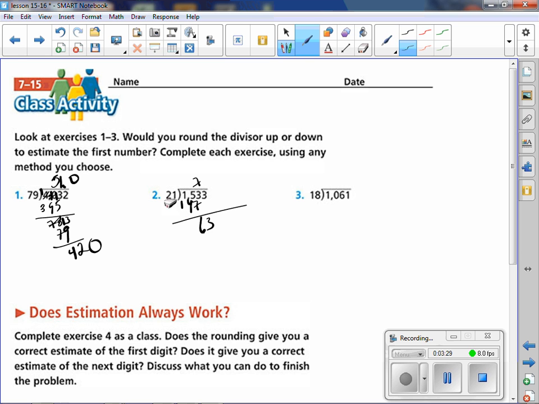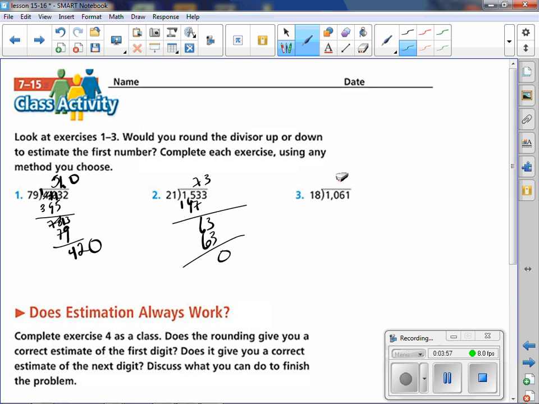Again, I'm thinking 20 into 63. Well, 20, 40, 60, 3 times. 21 times 3 is actually 63. So I'm done. 73 is my total answer there. You can go ahead and do number 3 on your own. Pause the video. You can come back and check it in just a second.